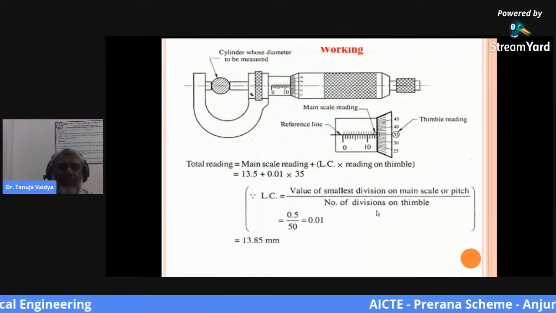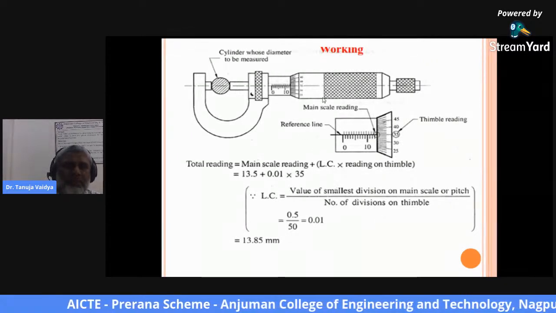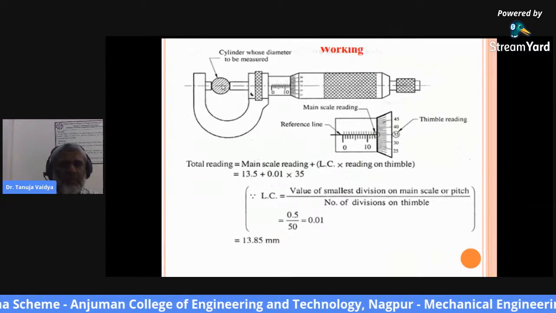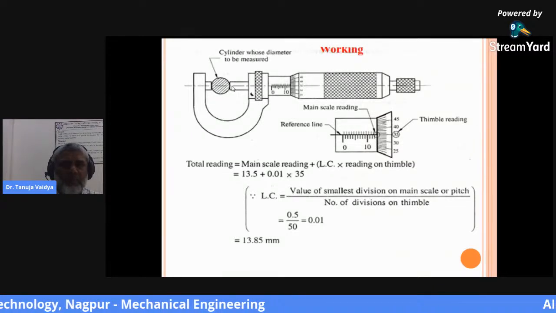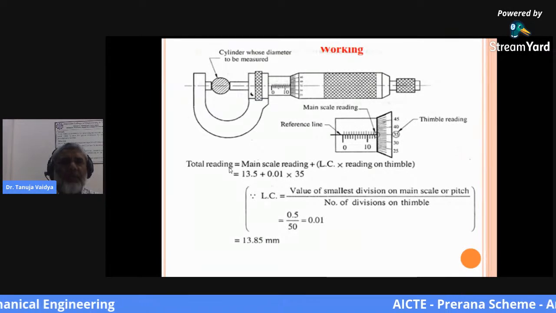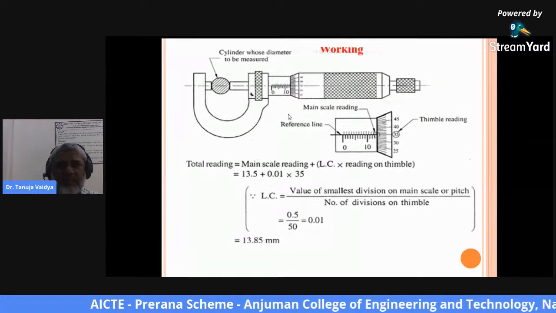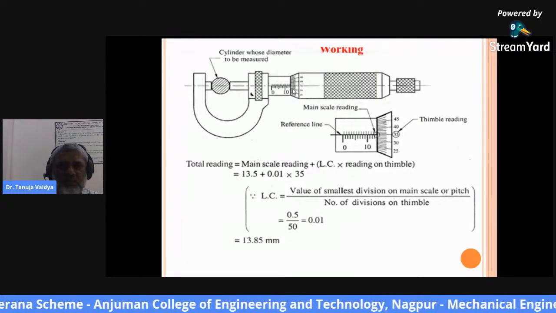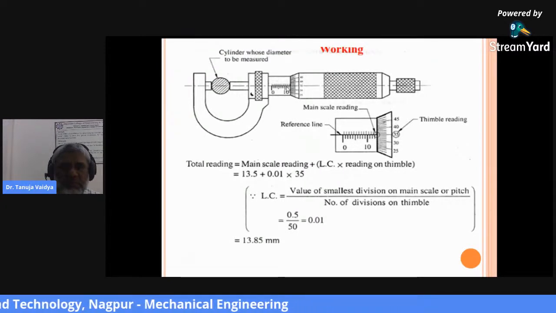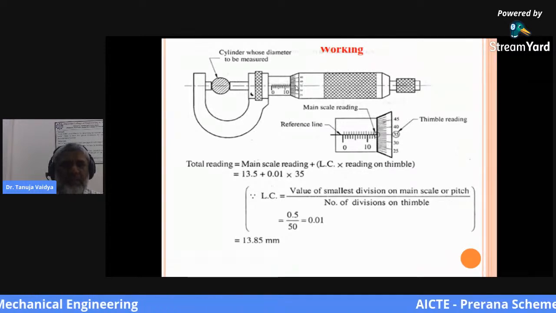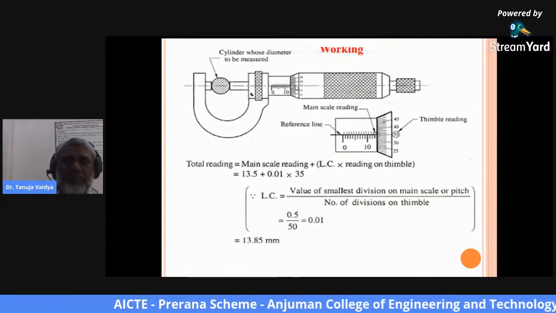If you want to take a reading with the help of a micrometer, here one example is shown. Suppose this is the part which you want to measure, a cylinder whose diameter is to be measured, and it is fixed between the anvil and the spindle. The total reading will be the main scale reading, whatever main scale point is coinciding with this line, plus the least count of the micrometer multiplied by the thimble reading which is coinciding with the main line of the main scale.